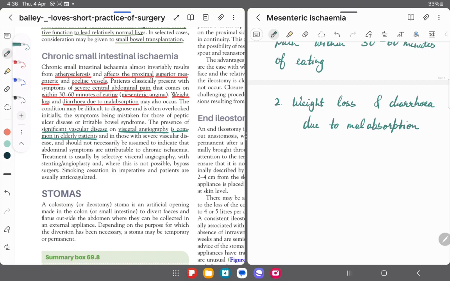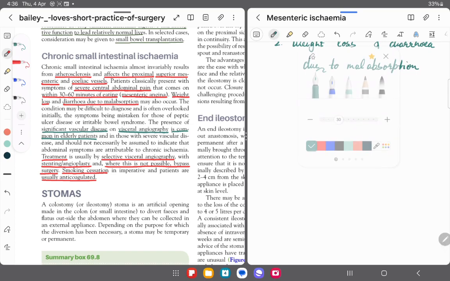So treatment is usually by selective visceral angiography with stenting angioplasty, and where that is not possible, bypass surgery. Smoking cessation is imperative and patients are usually anticoagulated.